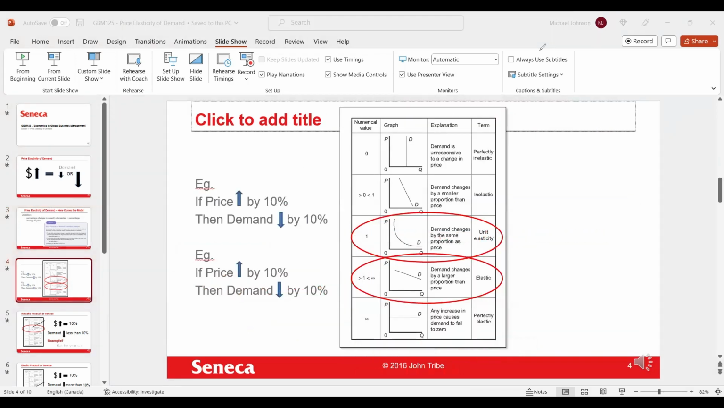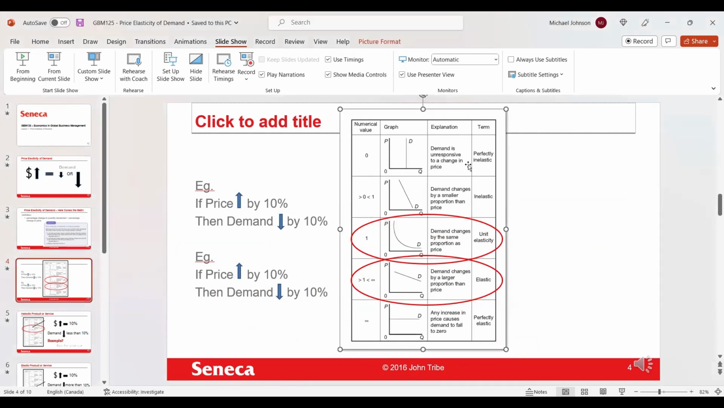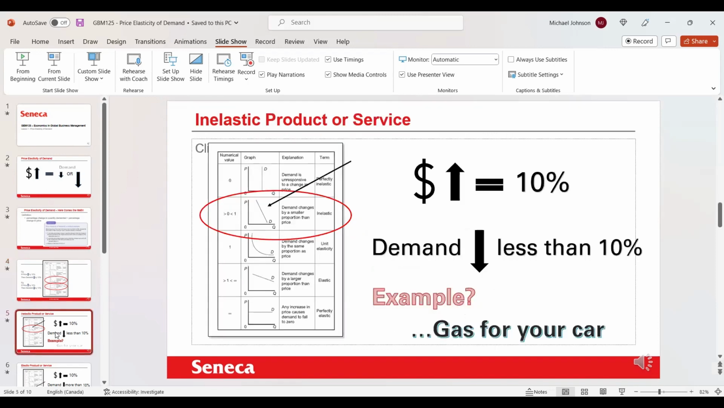So here, these are different graphs that could happen. This one on the top, demand is unresponsive to a change in price, so demand doesn't change when price changes. The next one, demand changes by a smaller proportion than price. Next one, demand changes by the same proportion as price. Next one, demand changes by a larger proportion than price. And the next one, any increase in price causes demand to fall to zero.